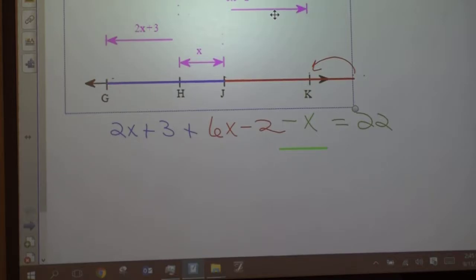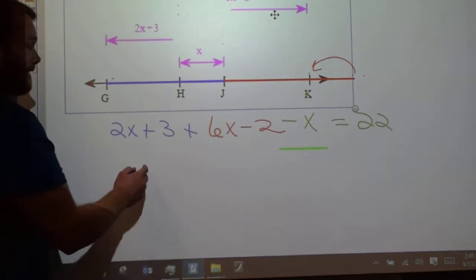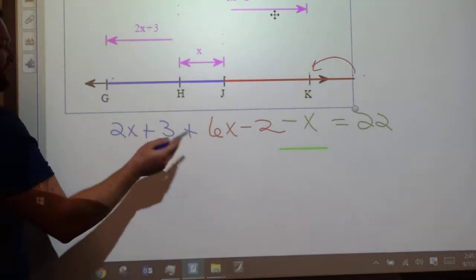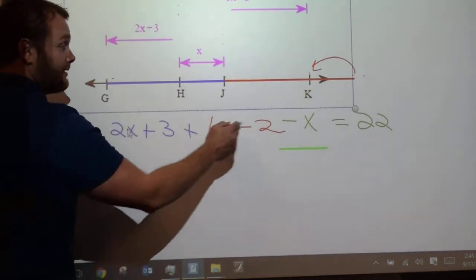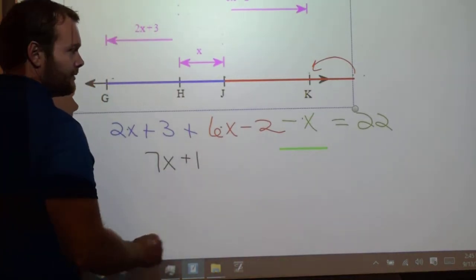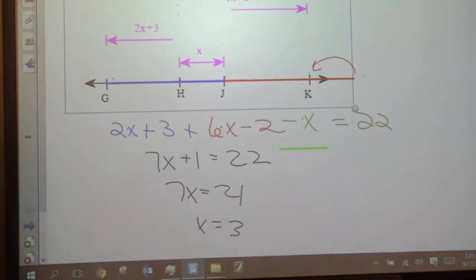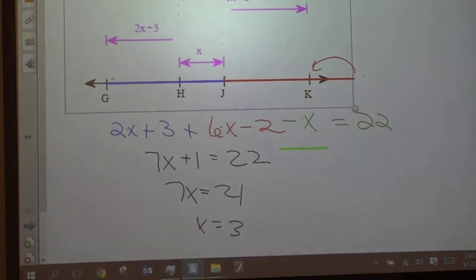Is that doable? Okay. So now solving that, how many x's do we have up there? Okay, careful. Yeah, 7. I'm sorry, I messed up. So 7x. So 8 minus 1 is 7. So 7x. And then you've got plus 1 equals 22. 7x equals 21. x is 3. Now the rest of the question, they're going to walk you through and ask you, can you find what G to J was? Can you find what H to J was? Can you find H to K? That kind of stuff. But that's the approach that you want to use on that type of problem.